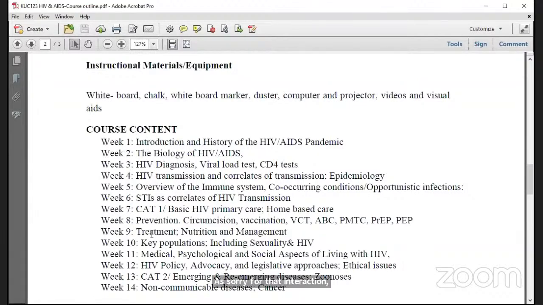So I was trying to explain what we have in the various weeks there, and you are not getting what I was saying. So I've explained what we have in week 1, the history of the pandemic, then week 2, mainly the biology of the virus, the structure, the life cycle, etc. Then transmission.